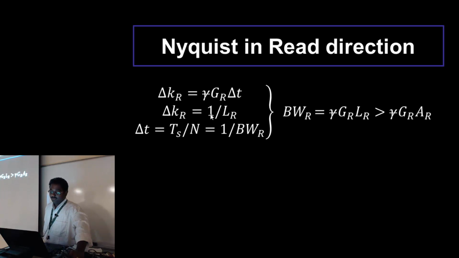So bandwidth read, which is defined as gamma bar times the read gradient GR times your field of view, is going to be equal to 1 over your delta T. The inverse of it is going to be equal to your sampling duration. Again, you can look at that as a manifestation of your Nyquist relation.